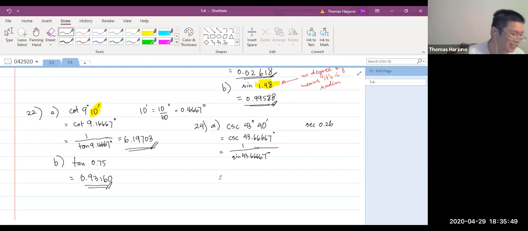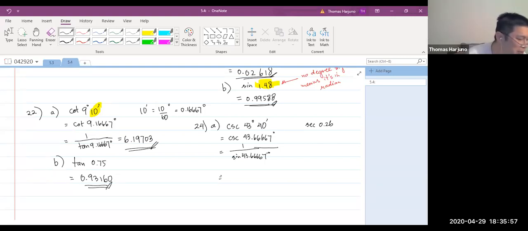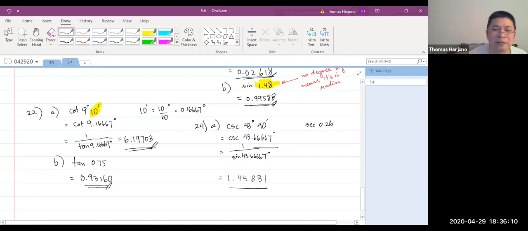So 1 over sine 43.66667 is 1.44831. Yeah, always check your mode first. Always check your mode. Anyway, before I go on, let me show you something.